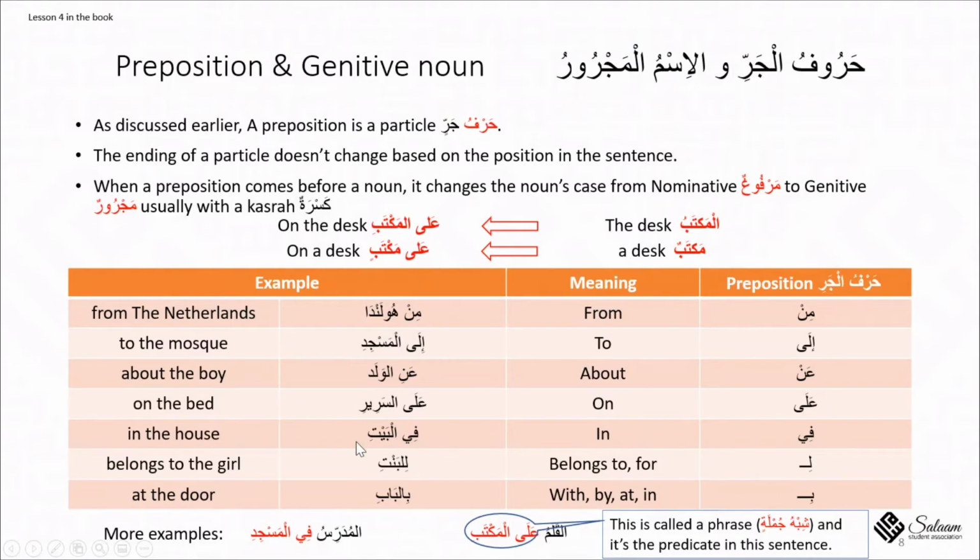بالباب للبنت في البيت and so on. Any other questions?